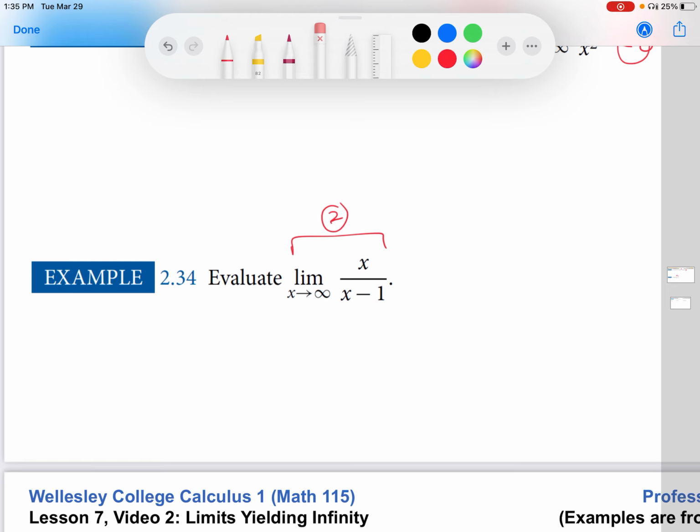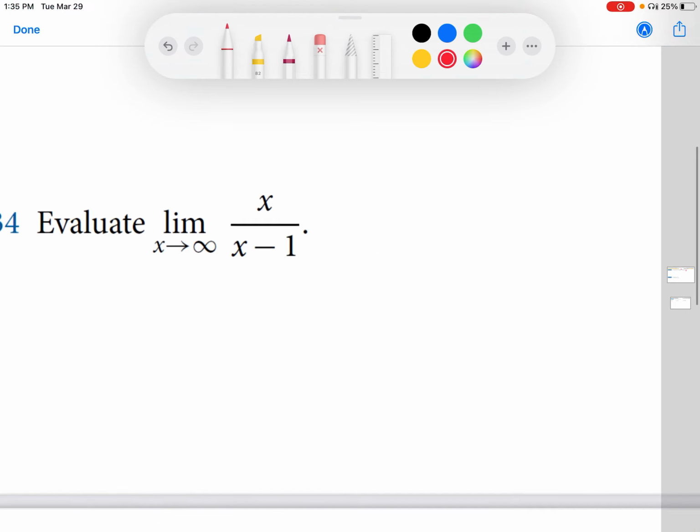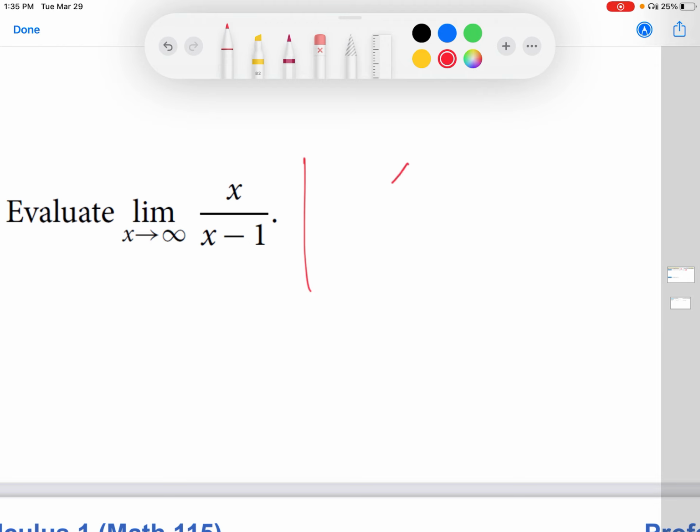The first one is what I'm going to call a growth argument. Okay, so I'll zoom in here. So let's take a look at the function x over x minus 1. All right, x is going toward infinity. Infinity is like a concept. It's not a number, but we think of it for all effective purposes as a very, very, very large number.